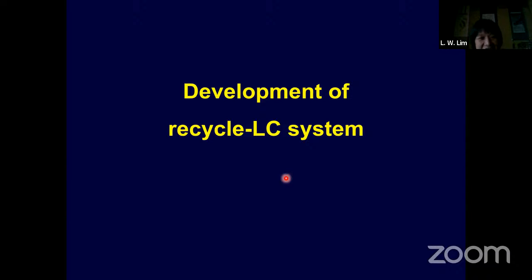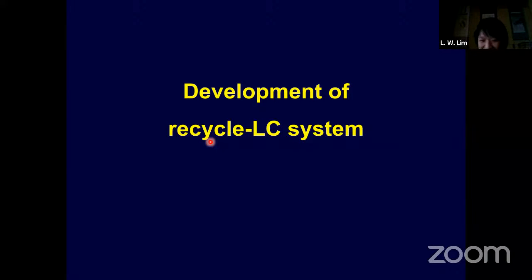Yeah. Okay, when you hear the word recycle, yeah, what is in your mind? Yeah, what do we recycle? Does it mean we recycle the column after it's been used? We reuse the column. Yeah.